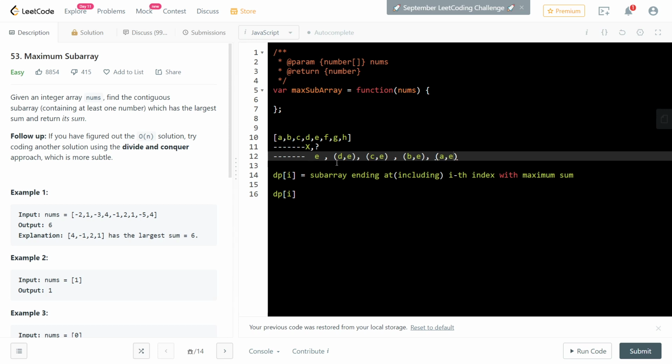But if you think about all of these possibilities which begin before D, they already contain a subarray which is ending at D, right? If you look at any subarray which is ending at E and starting before D, it will contain a subarray which is ending at D. So basically you can write this as D comma D, and then you can write C comma D.